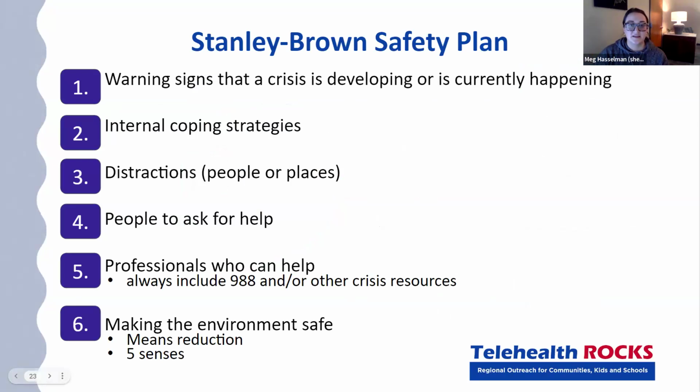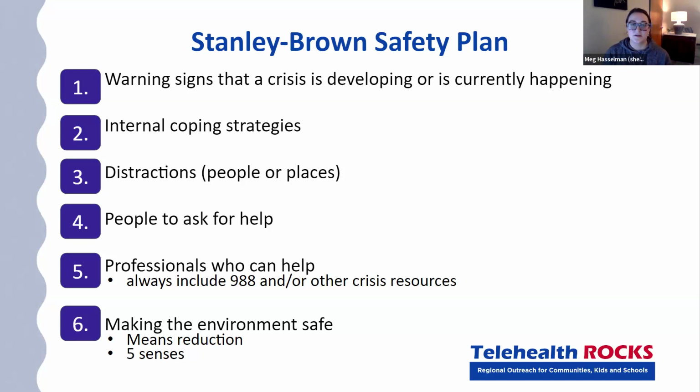This is the Stanley and Brown safety plan. This safety plan was developed for suicide risk, but it can be used for so many different things. When I was a practicing therapist, I used this safety plan for people who were experiencing grief, who were trying to recover from an eating disorder, who were thinking about suicide, right? So you can use it for a lot of different reasons.